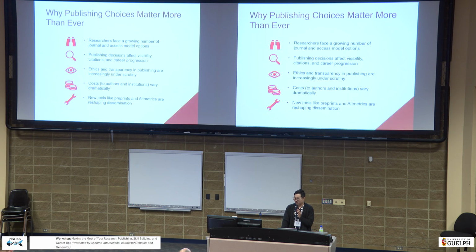So why do publishing choices matter more than ever, right? The number of journals has gone up. The cost of publishing has gone up. Whether or not journals are doing a good job at marketing and creating visibility for your research is a growing issue. There's also issues of ethics and transparency in publishing, especially in the molecular biology space. There's been growing issues of fraudulent research, fake data, AI-generated papers, and so finding a good journal for your home, for your research is important in preserving your own sort of integrity.